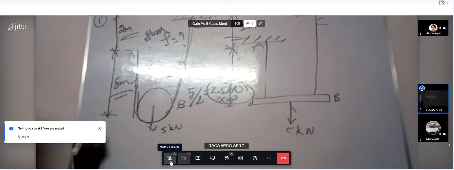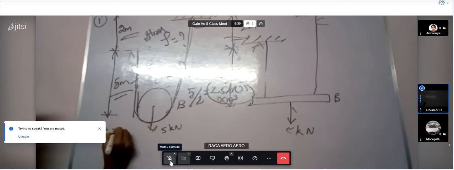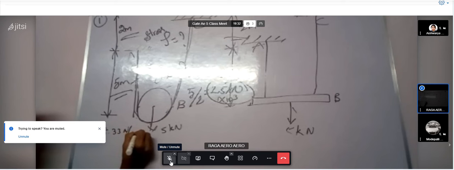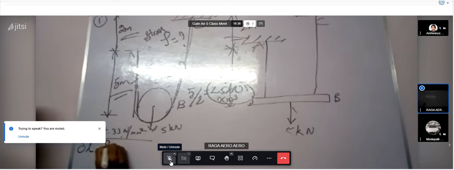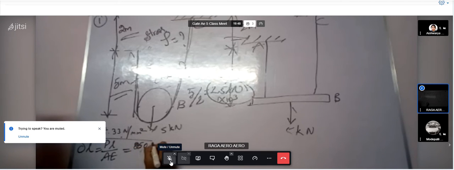So the stress we found out is 8.33 Newton per mm square, the stress in this case, A case. Okay, then del L will be PL by AE. Your P will be 2.5, and L is 5 plus 7. Here you need to include both the lengths.